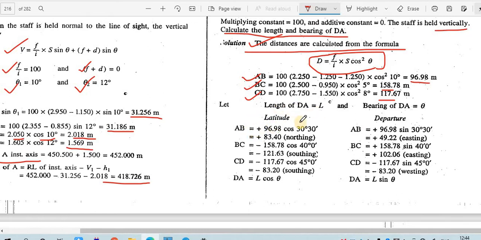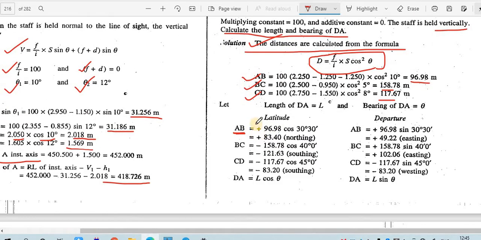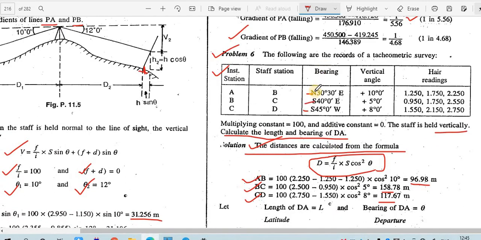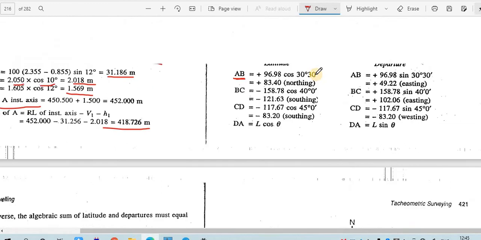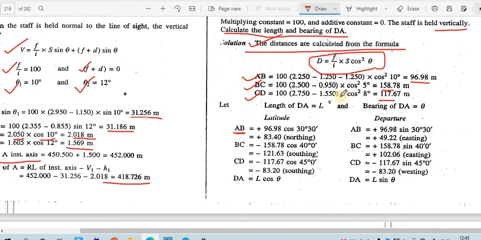The latitude is nothing but L cos theta, and the departure is L sin theta. For AB, we have calculated 96.98, with a bearing of 30 degrees 30 minutes. Whether we keep a value positive or negative is based on the sign given. The first reading is given with north. Latitude is related to north and south, and departure is related to east and west. North is positive, south is negative, east is positive, west is negative.